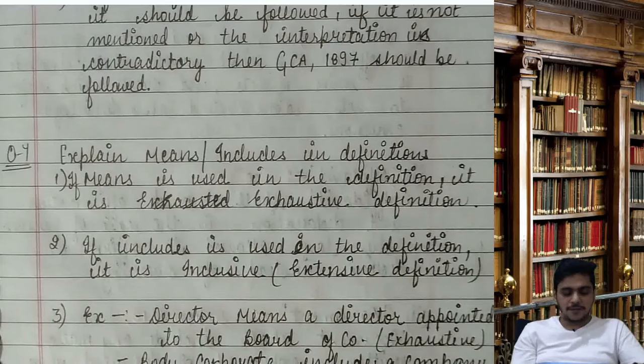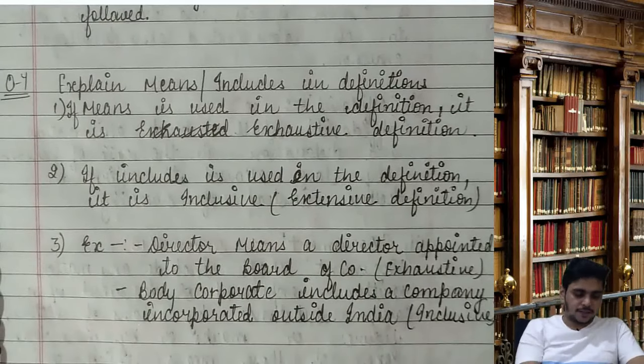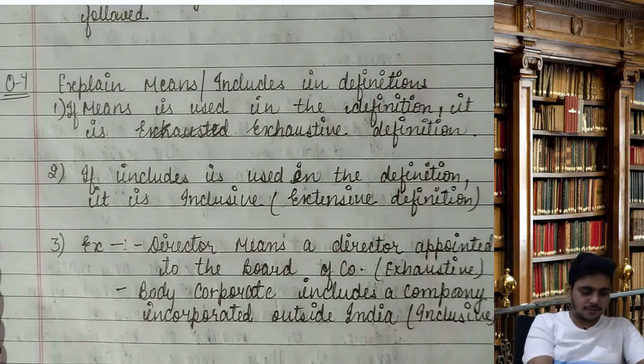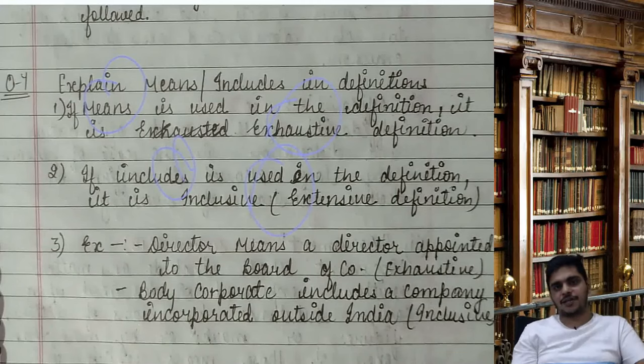Okay. Very important answer, means and includes. Means, when it is used in the definition, it is called an exhaustive definition. If includes is used in the definition, it is called an extensive, that is inclusive, definition. Sir, means is basically what? Exhaustive. Includes is called inclusive, that is extensive definition. Along with the example, they've asked a 2 mark answer.